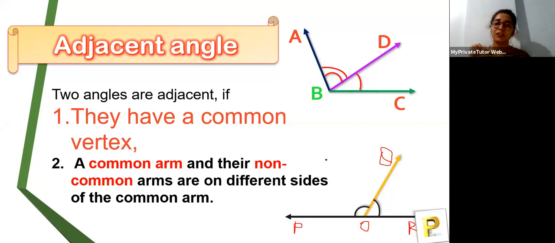Now tell me which are the non-common arms. Which are the non-common arms? QO, or you can say OQ, is the common arm. So which are the non-common? OP and OR, yes. Three of them have answered totally correct. And yes, OP and OR are the non-common arms over here.